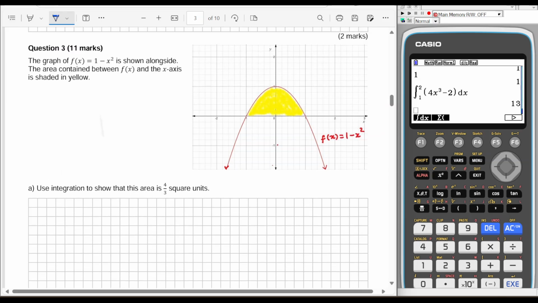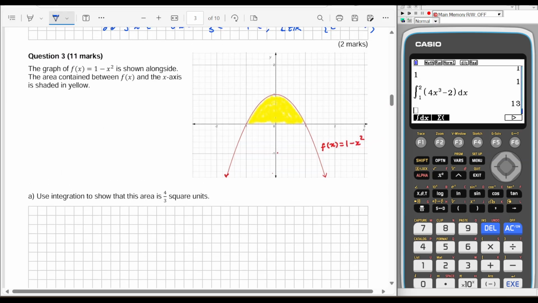Next, we had a conjecture question. So show that the area there is 4/3. So first of all, we need to find the x-intercepts. So that's 0 equals f of x. So 0 equals 1 take x squared. So x squared equals 1. So x is plus or minus 1. Therefore, the area is going to be the integral from minus 1 to 1 of 1 take x squared.